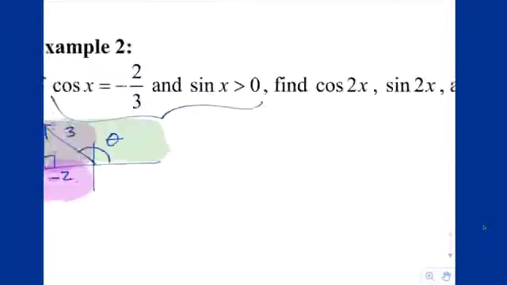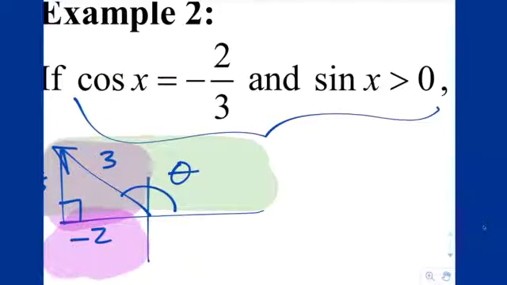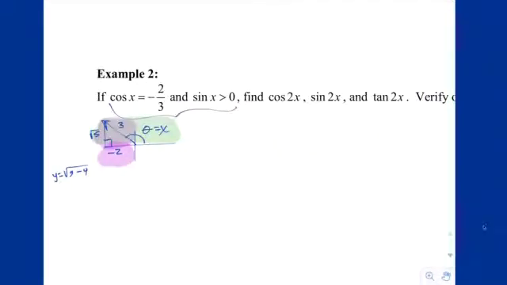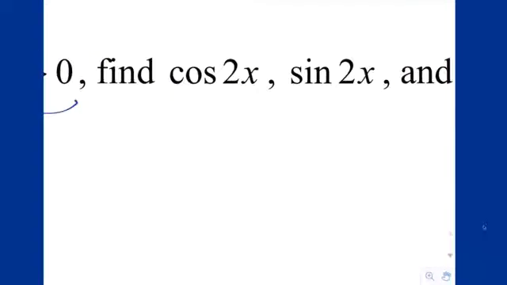How am I then going to find, or I guess we call it x, we can call it x here instead of theta. Kind of the same thing. In this context, x is the angle. So how are we going to find cosine of 2x or 2 theta if I only know information about 1 theta? Well, is there a way to express 2x in terms of 1x? I think so. I think it's called the double angle identity. So let's go for it.